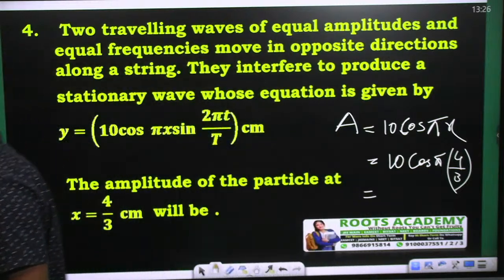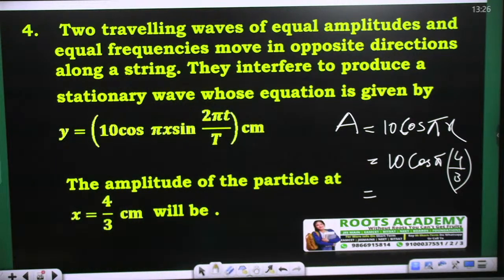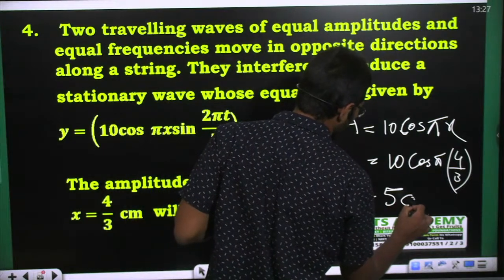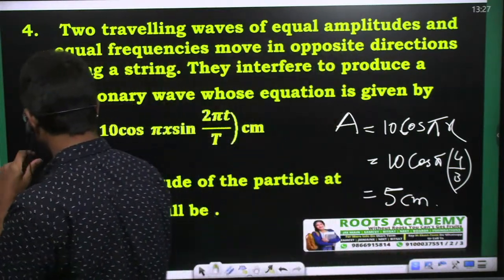So what do you get? Cos of 4 by 3 into 10. So you get it as 5 centimeters. Direct, simple, straightforward question. So we are almost done. We are almost at the end.